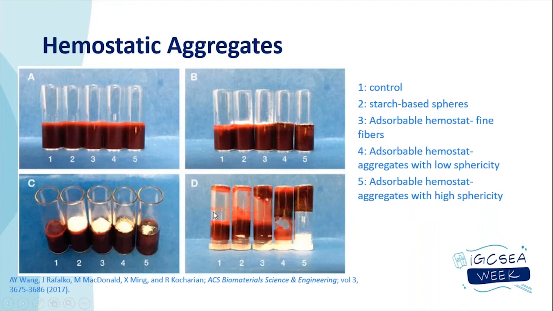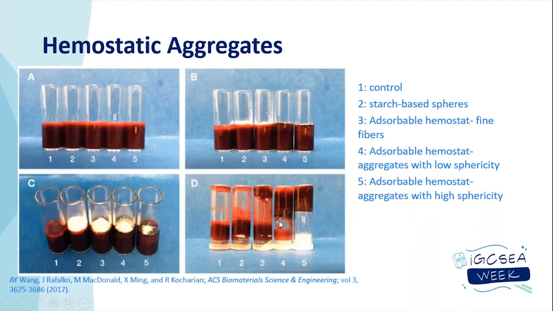And you can see here that there is a significant difference in the performance. In particular, you can see that sample 5, the aggregates with a high sphericity, were the best performers. You get a good separation, and you definitely have clotted the blood, whereas the control sample is completely free-flowing, and the starch-based spheres did not do a very good job of that. So this is the end performance.